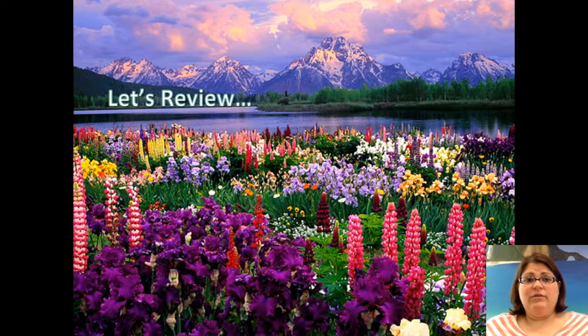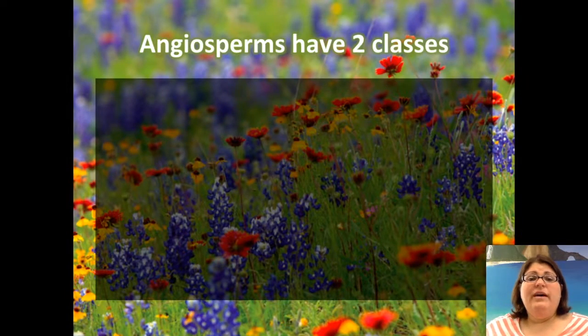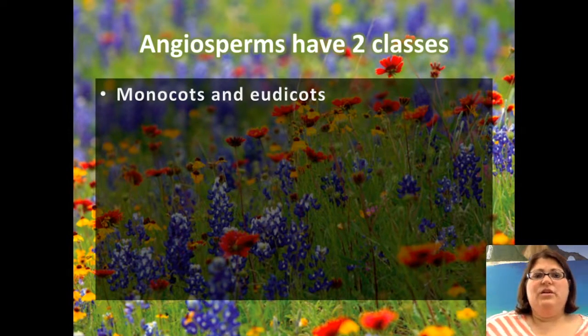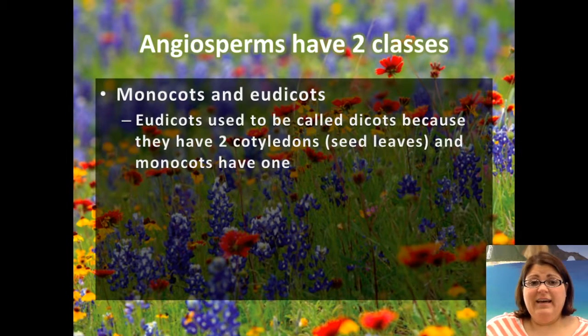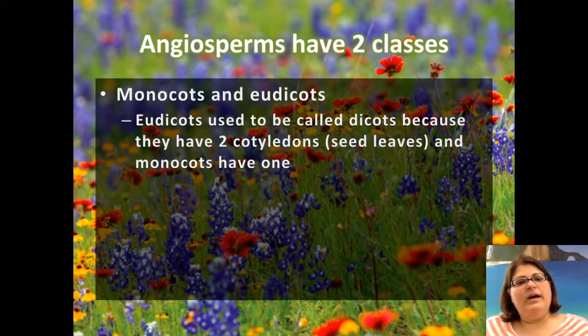And let's take a second and review angiosperm life cycles. Finally, there's two classes of angiosperms. One is called monocots and the other is called eudicots, although in lots of textbooks you'll see it written as monocots and dicots. The reason why is that monocots have one cotyledon, or a seed leaf.